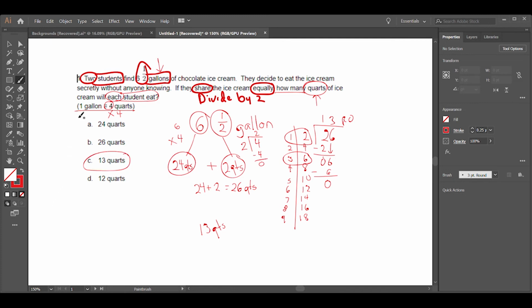Alright, hopefully that clears up any confusion. Like I said, it gives us gallons. We're meant to convert to quarts. All of our answers are in quarts, so that should tell you one of the steps is going to involve converting. Additionally, we see that it's 2 students here, and right here it says if they share the ice cream equally, which means divide, and we're dividing by the number of students, so divide by 2. How many quarts of ice cream will each student eat? So we just need to find out how much one student eats and not both of them.